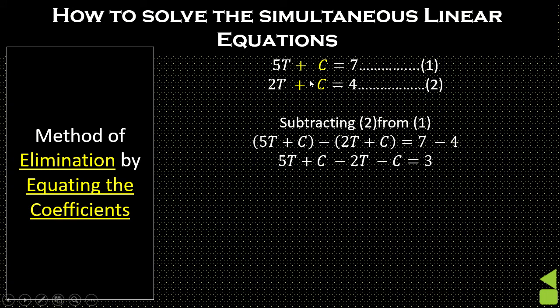The coefficients of c were the same, which means we are targeting to eliminate c. The coefficients were the same and the signs were the same. After the subtraction, the coefficients are the same but the signs are different. That means we are able to cancel c. So we will get 3t is equal to 3, and now this is a linear equation in one variable.